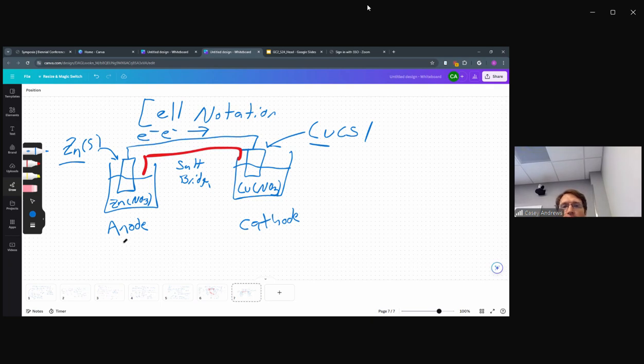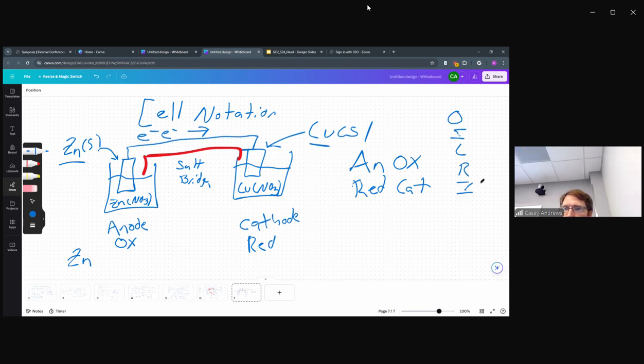So at the anode, is the anode being oxidized or reduced again? Ox. So a way to remember that, an ox, red cat. So the cathode is reduced. The anode is oxidized. An ox, red cat. So what is happening on the anode side? And again, I'll write down oil rig. So we are being oxidized.